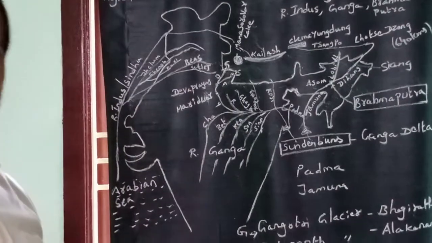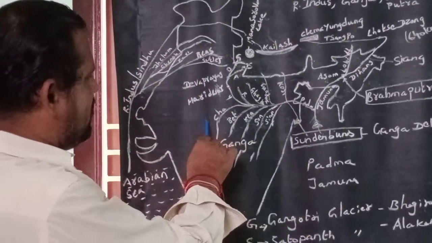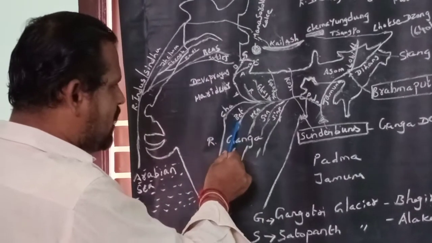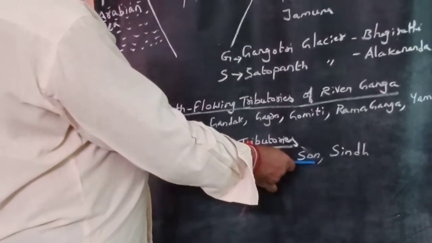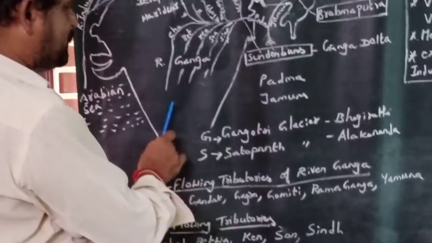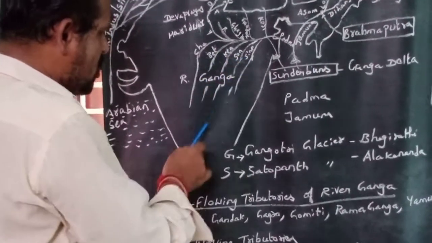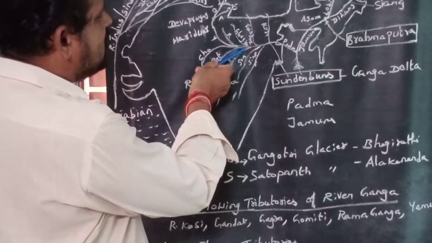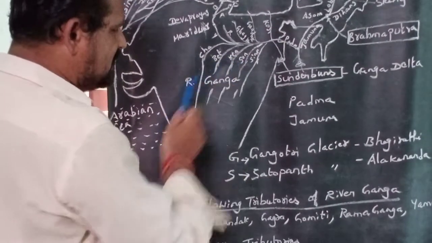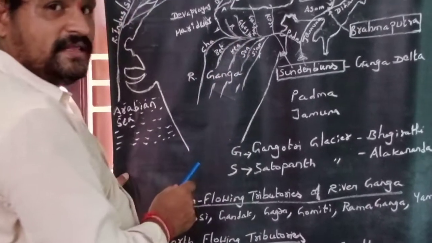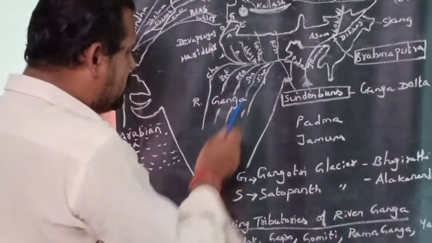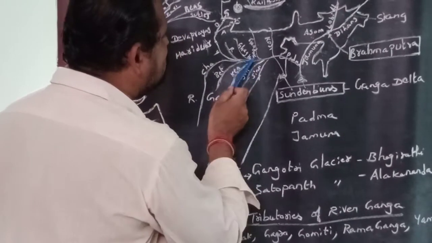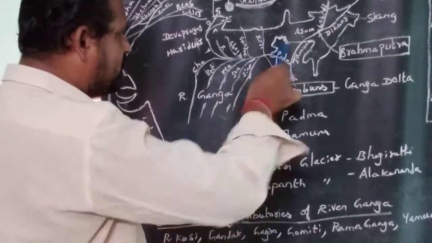This Ganga River has many tributaries. Okay, you see now. These are small rivers originated in the Peninsula region, and they flow towards north and join the Ganga River. So Chambal, Betwa, Ken, San, Sind are the north flowing tributaries. Why are they called north flowing tributaries of River Ganga? These rivers originate in the peninsular region and flow towards north and join the Ganga River. So these rivers are called north flowing tributaries.